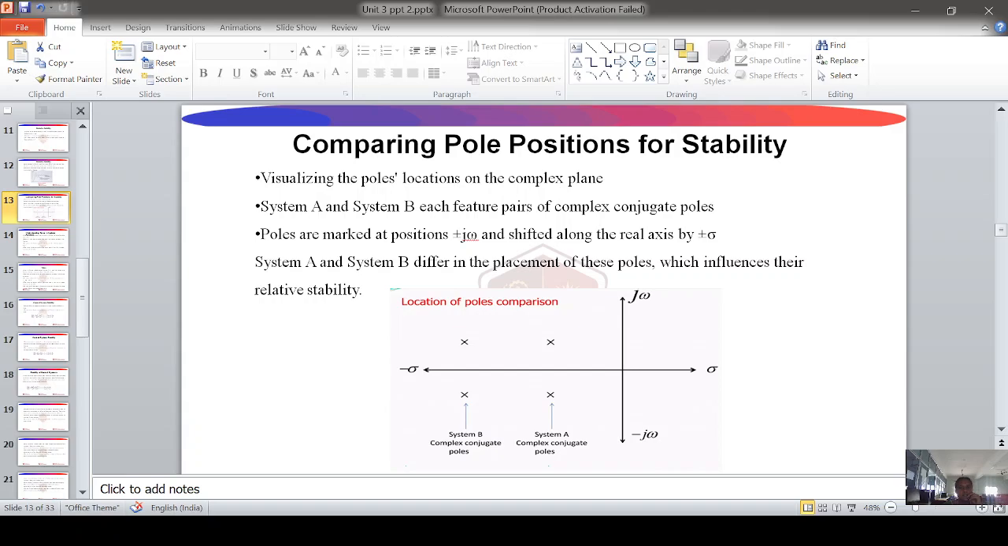Comparing pole positions for stability. Visualizing the poles' locations on the complex plane, system A and system B each feature pairs of complex conjugate poles. The poles are marked at positions plus or minus j omega, that means imaginary, and shifted along the real axis by plus or minus sigma. System A and B differ in the placement of these poles, which influences their relative stability.